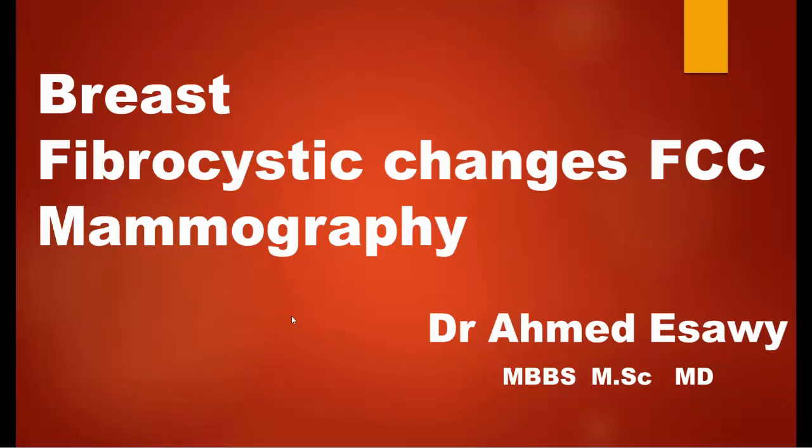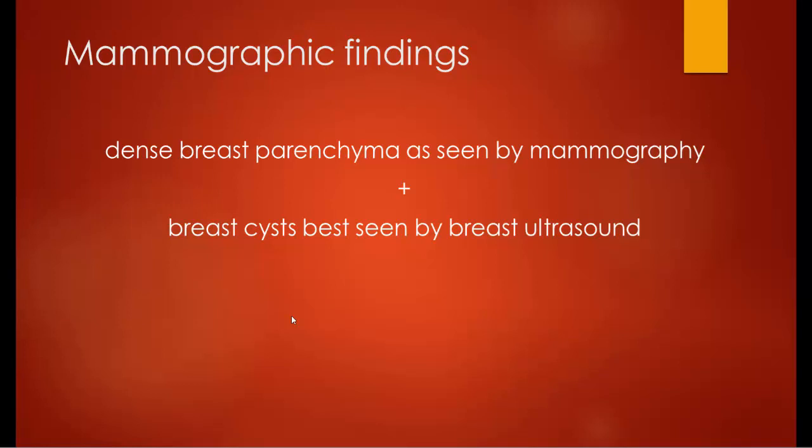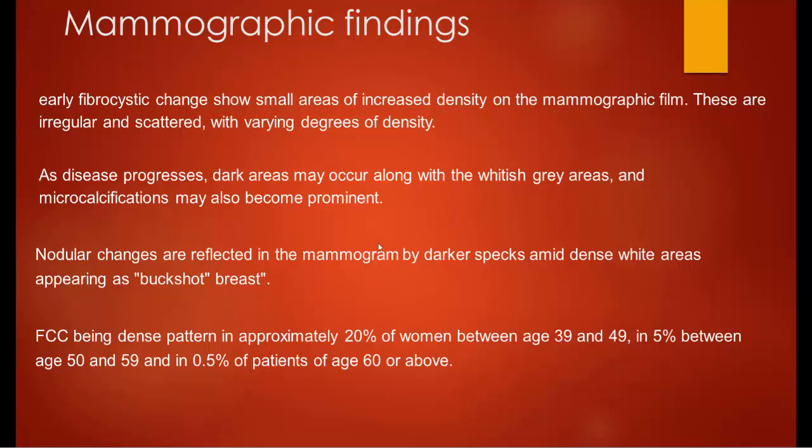Breast fibrocystic changes in mammography. Mammographic finding: dense breast parenchyma as seen by mammography, plus breast cysts best seen by breast ultrasound. Early fibrocystic change shows small areas of increased density on the mammographic film. These are irregular, scattered, with varying degrees of density. As disease progresses, dark areas may occur along the whitish gray areas, and microcalcification may also become prominent. Nodular changes are reflected in the mammography by darker peaks amid dense white areas, appearing as a bloodshot breast.